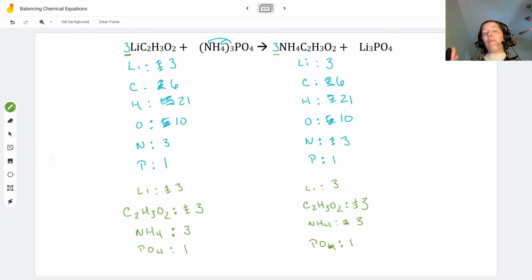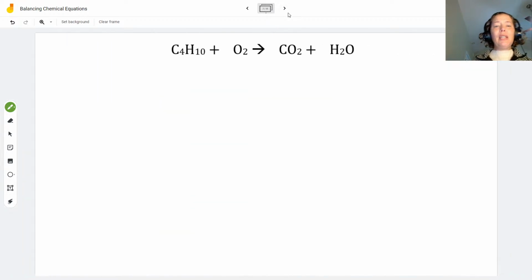So again, wherever possible, it's nice to be able to balance polyatomic ions as just a unit instead of counting up all those hydrogens and oxygens, because that can take a while, and it's also easy to make a mistake. When you have especially oxygen in multiple molecules, it's easy to add those up wrong, and then you think you don't have a balanced equation when actually you do. Okay, let's move on. We've got time for some more.